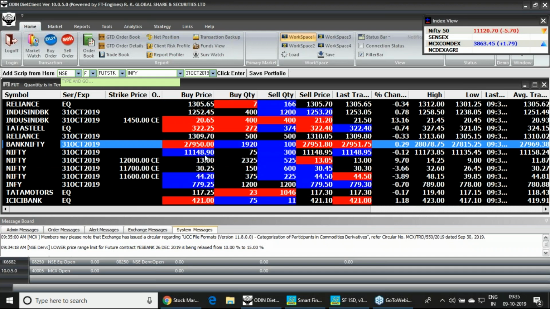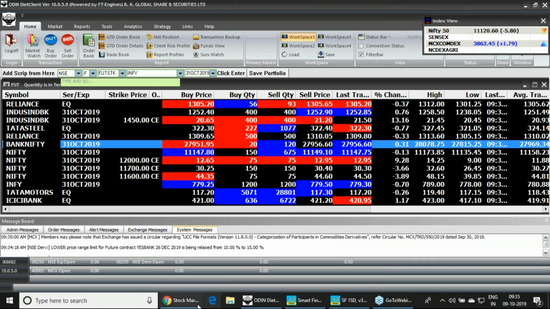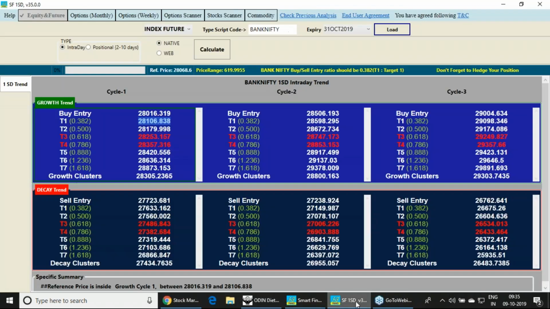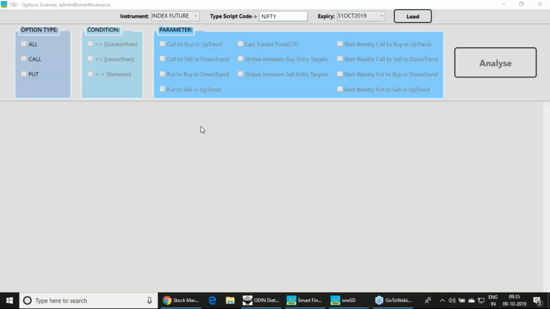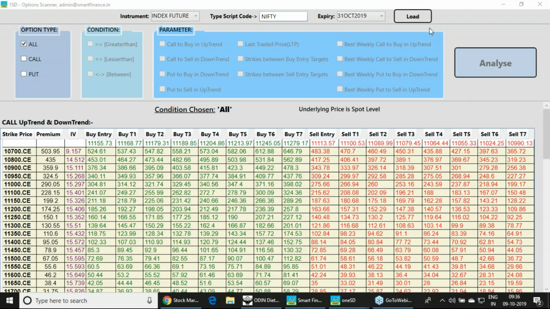So Nifty is now at the 11147 level. Now I am going to the option scanner, which I will be using. Even if you are hedged, you can come out of that option. All the option scanner data has been loaded for the Nifty.